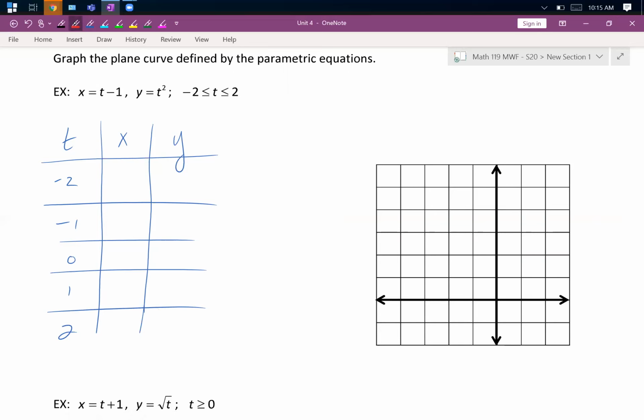Personally, I usually like to do the whole x column and then the whole y column, but of course it doesn't matter. I'm going to do all the x's. For x, I'm just taking t and minusing 1. And then for y, I'm squaring my t values. And then we have our 5 ordered pairs to plot. Questions at all on getting the ordered pairs? All right, well, let's plot our points then.